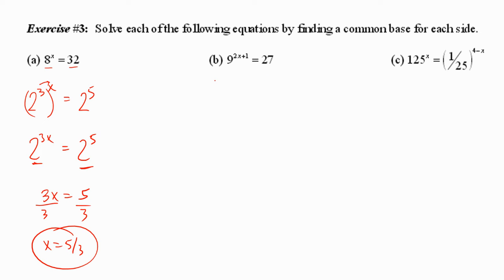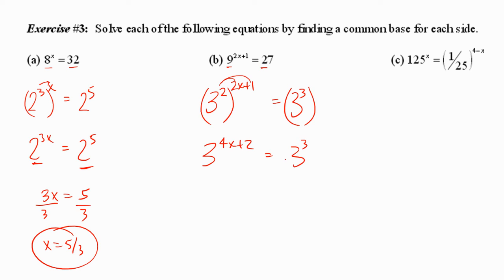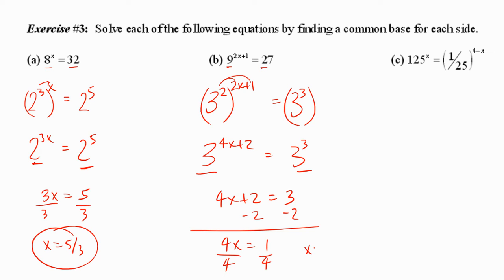This one, the common base is going to be 3. 3 squared is 9, and 3 cubed is 27. So then we've still got this 2x plus 1 in the power. So now we need to distribute it. 3 to the 4x plus 2 equals 3 cubed, and now the bases are the same. So the exponents must be equal. And now we can subtract 2 on both sides and divide by 4. x equals 1/4.